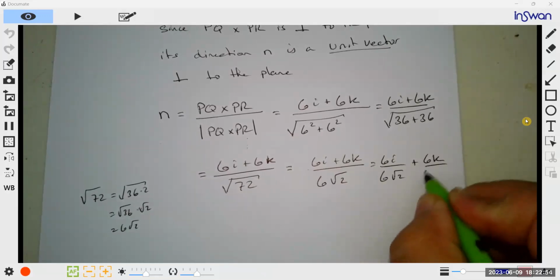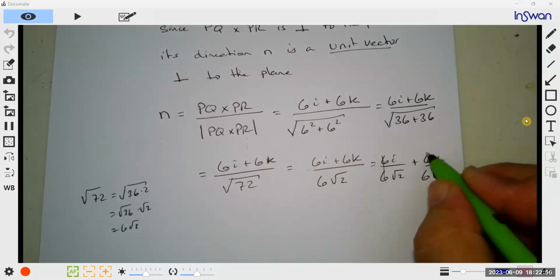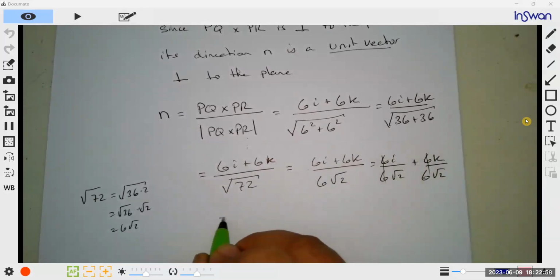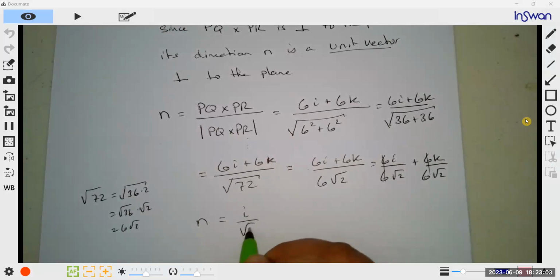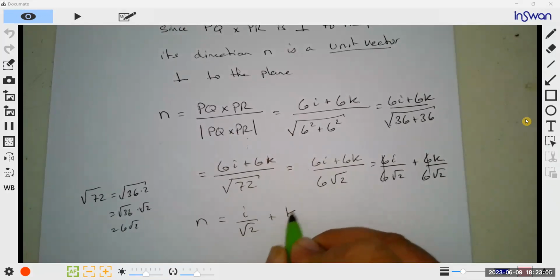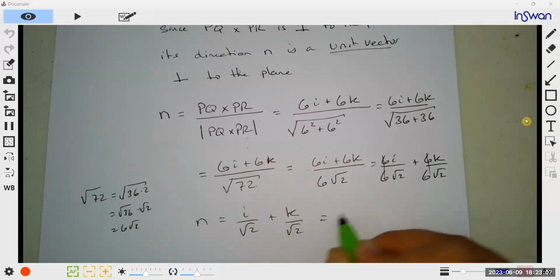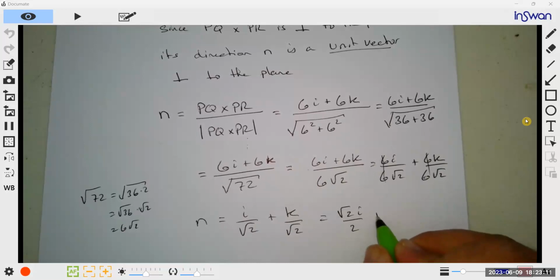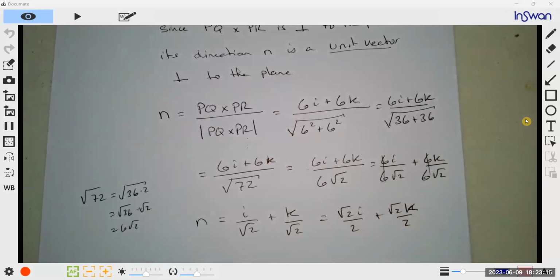Split those up. The 6's cancel, so our n is i over square root of 2 plus k over square root of 2, or square root of 2 i over 2 plus square root of 2 k over 2, however you want to put it.